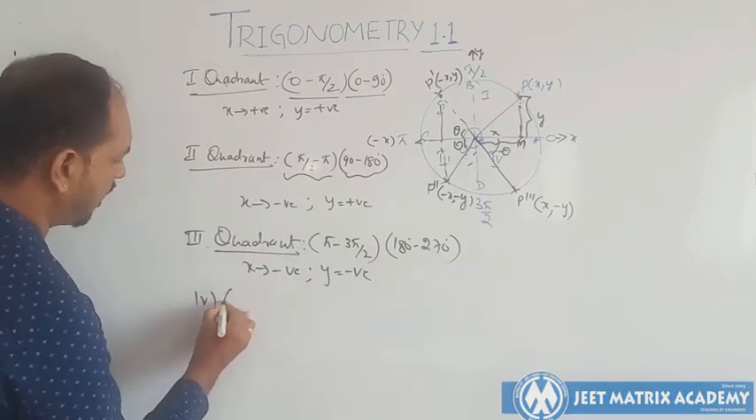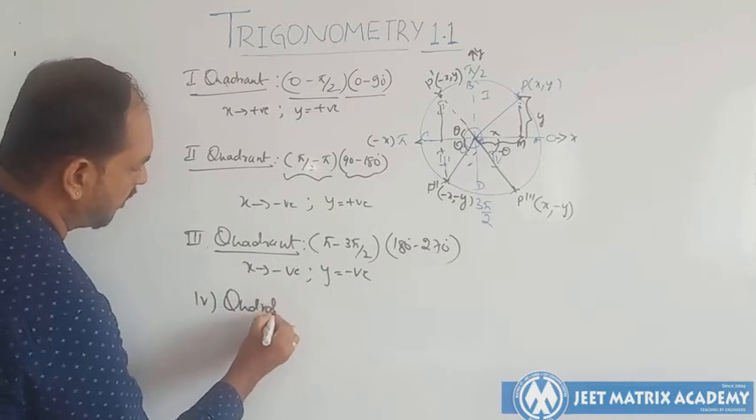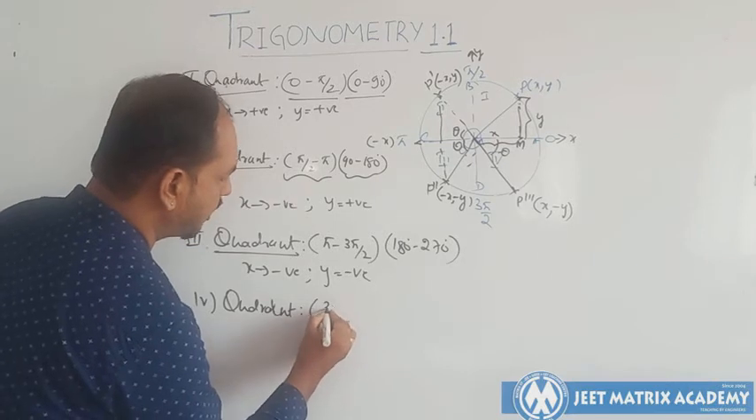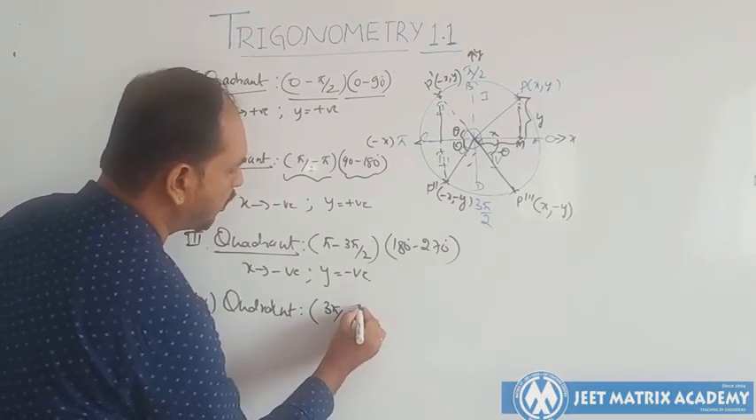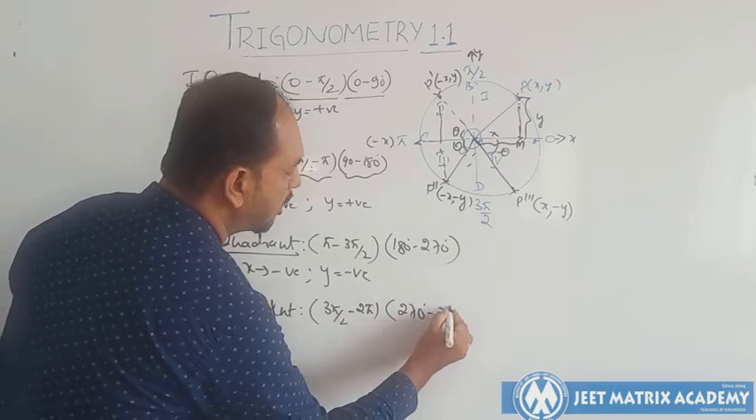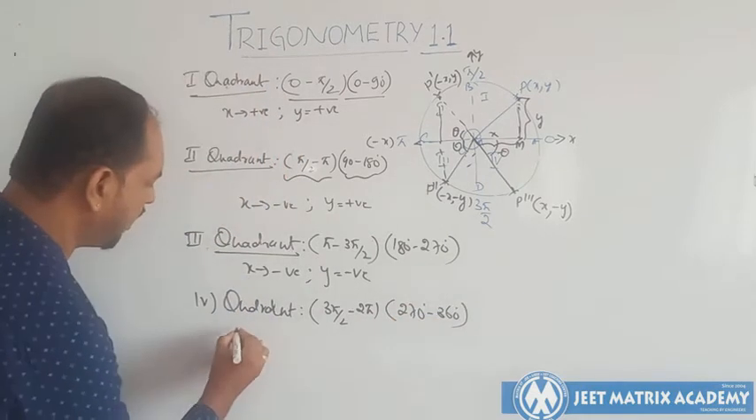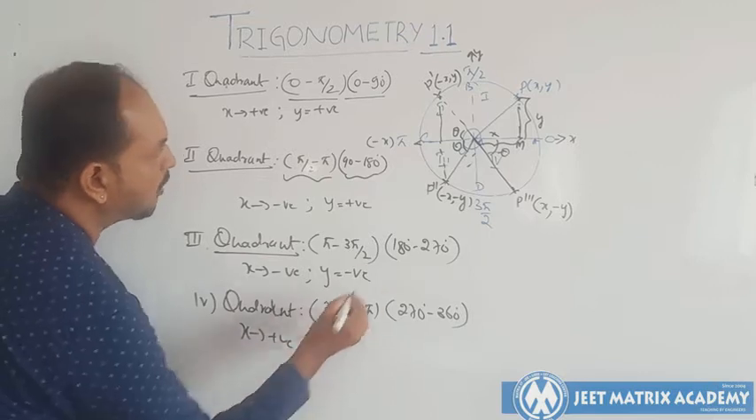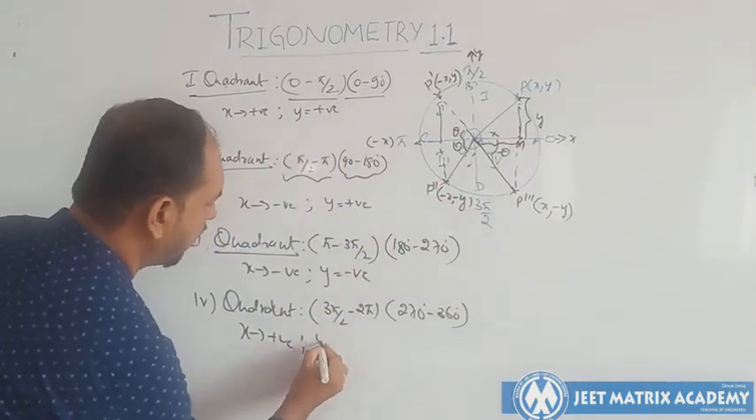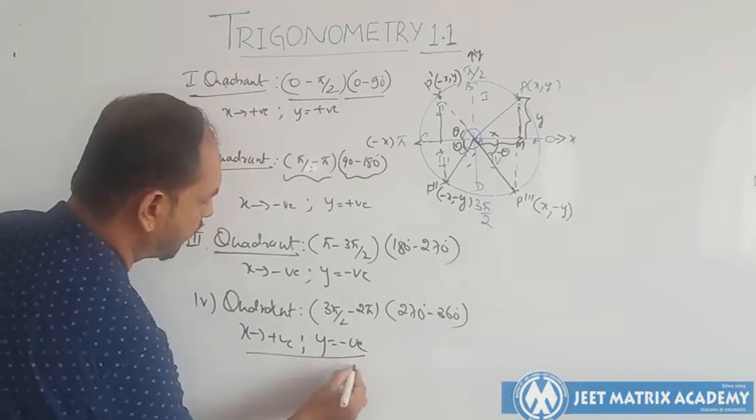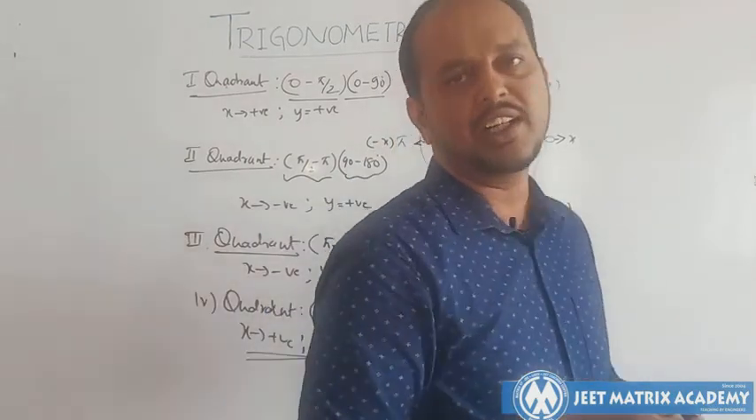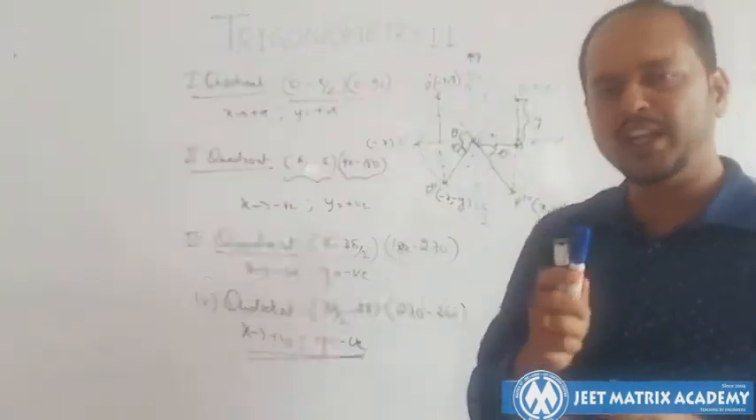So in the fourth quadrant, it will be between 3 pi by 2 to 2 pi, or 270 degrees to 360 degrees. Remember, x is positive this side, and y will be negative. So the most important thing, again I'll tell you: in the first quadrant, x is also positive, y is also positive.